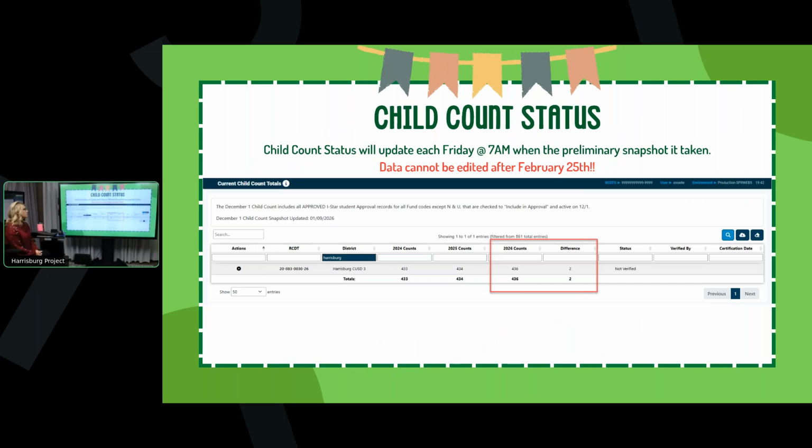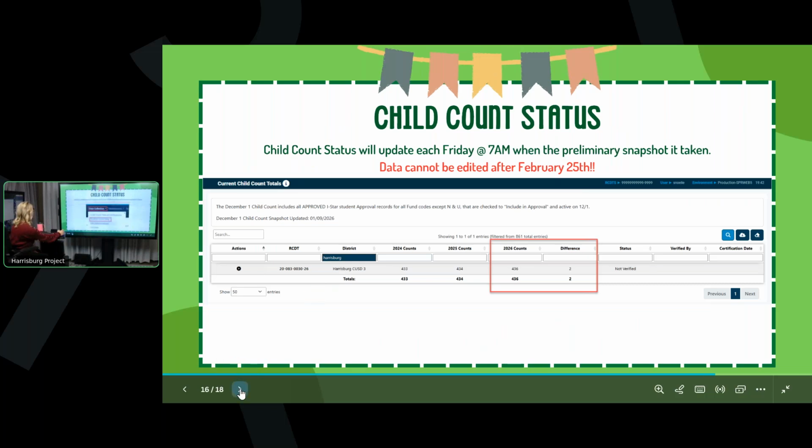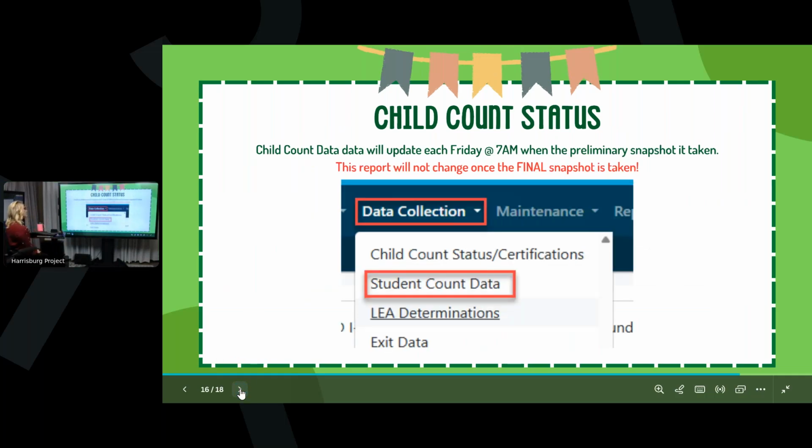Okay, so this is what you're looking at. It will only change every Friday. And then after the final is taken, this is where your final count will be. So this is where we're looking each week. It will only change Friday after the preliminary is run. The report representing that count is under the student count data, and it will only change every Friday as well.